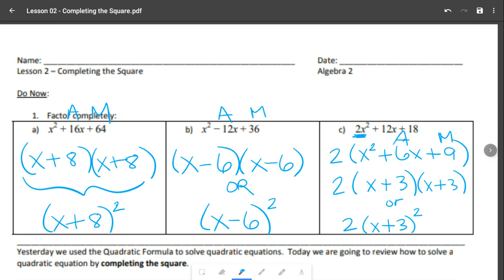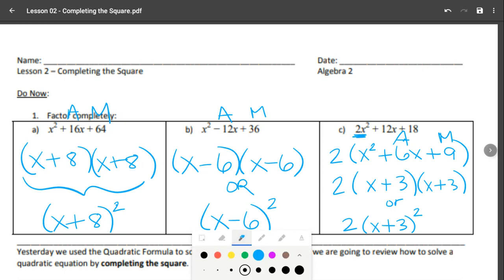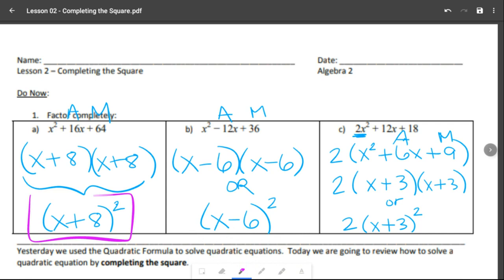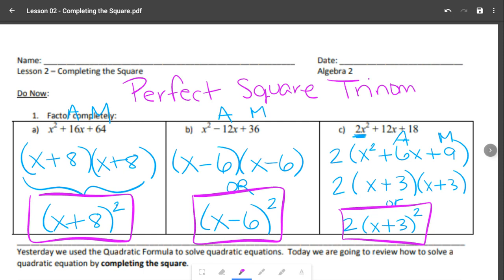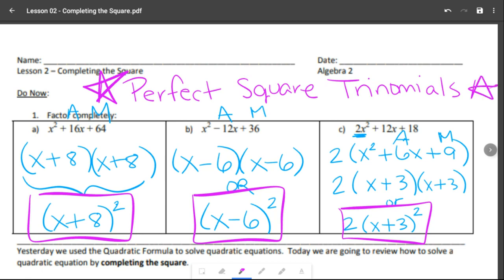Now for all of these, notice that each one was able to get written as a parenthesis being squared. For every single factoring, you had the same binomial, the same factor twice. We call each of these perfect square trinomials when this happens. This is going to be a big goal of what we are doing, to try and come up with these perfect square trinomials.